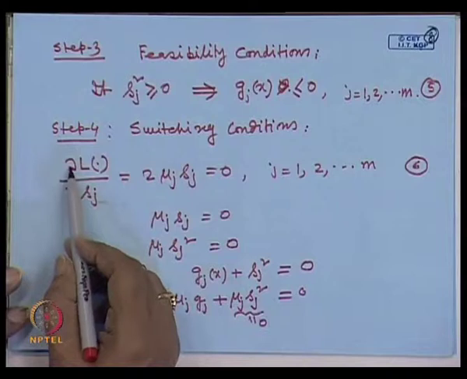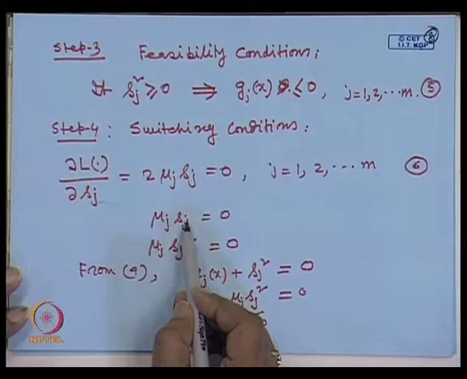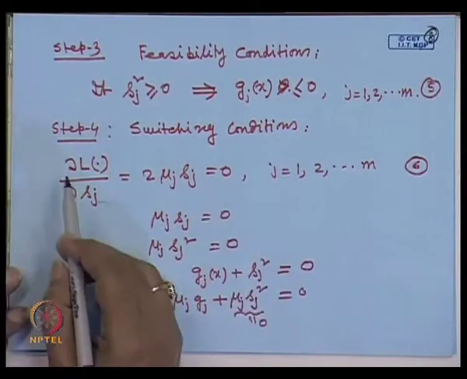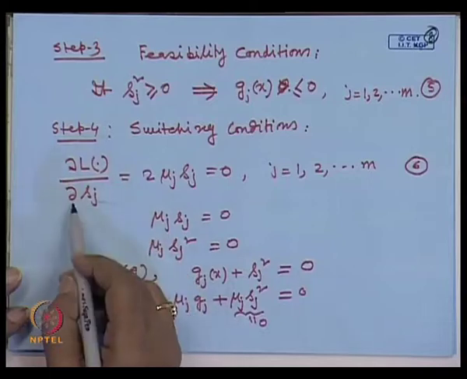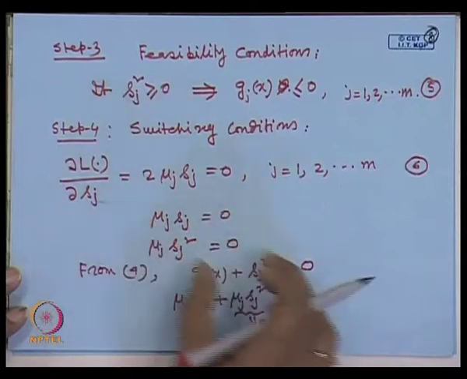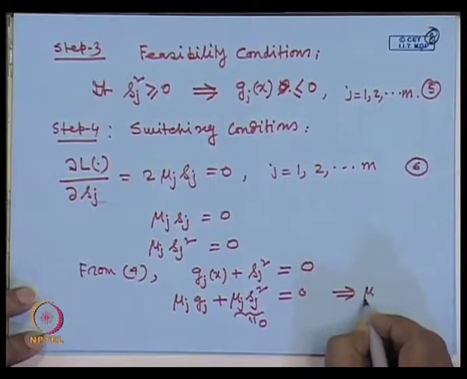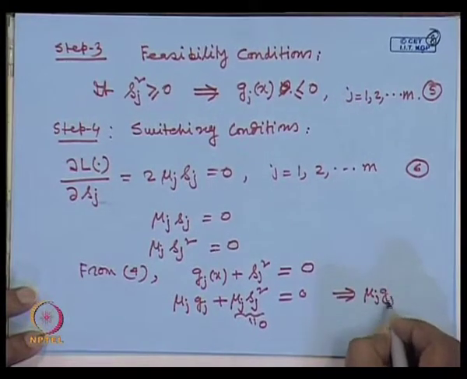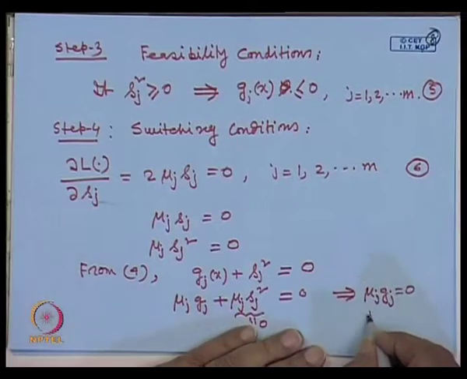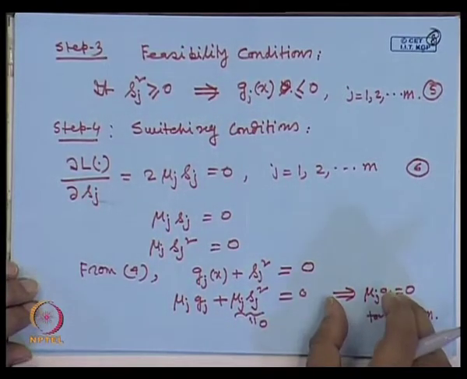Separately, if you see del L of del s is equal to mu j s j is equal to 0, and del L, the Lagrangian function, with respect to mu j, we have seen that equation. So, this equation and this equation we have merged together, and ultimately we are getting mu j g j is equal to 0 for j is equal to 1, 2, up to m. This is the condition. Agree?